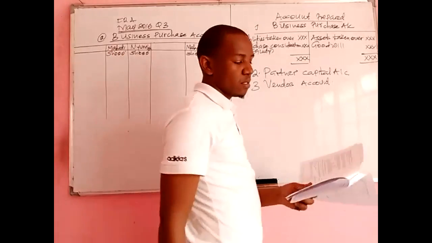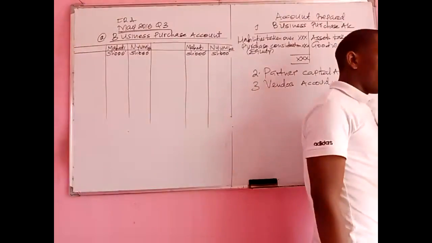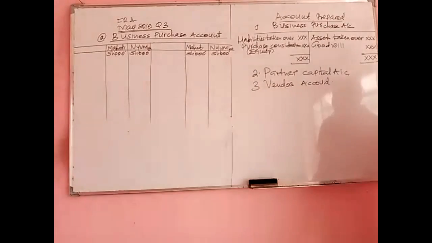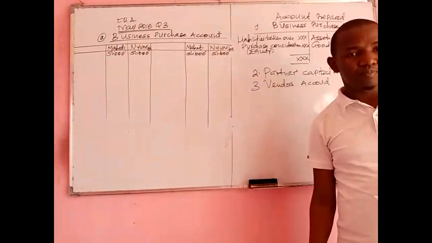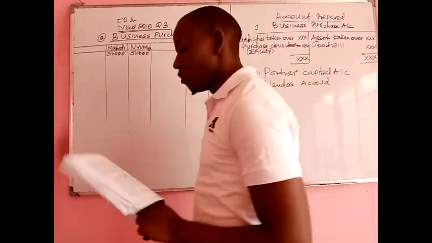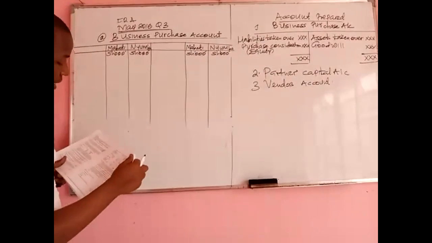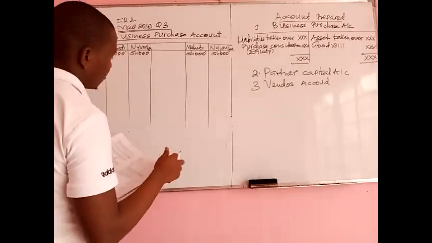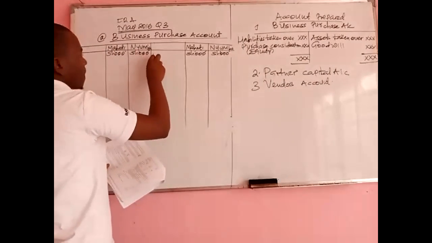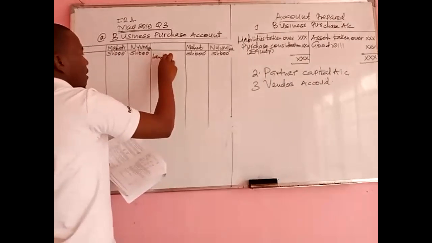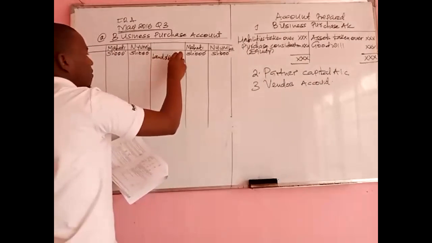Shillings in thousands. Now, we know what assets are, so we begin with assets. Go to the non-current assets. We have land and buildings, right? Yes.